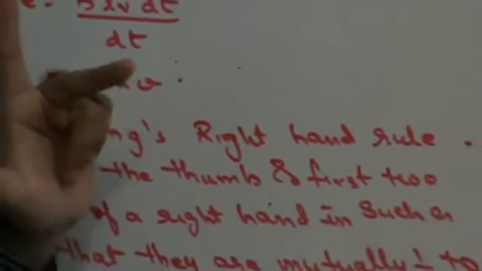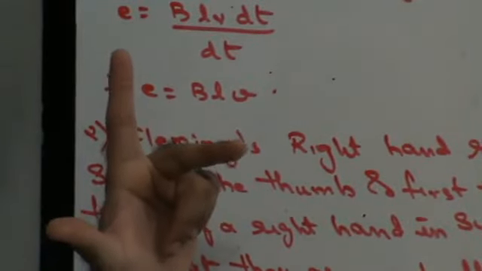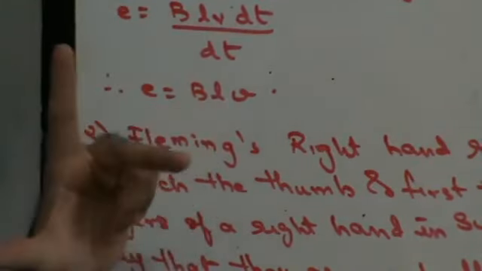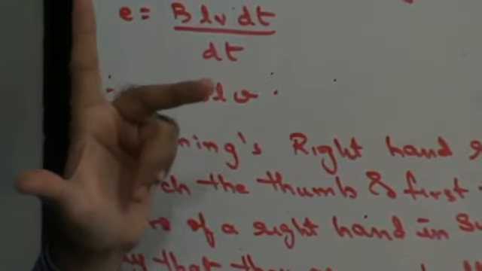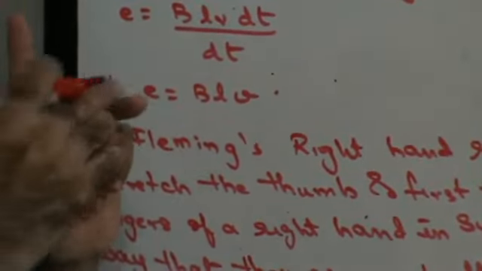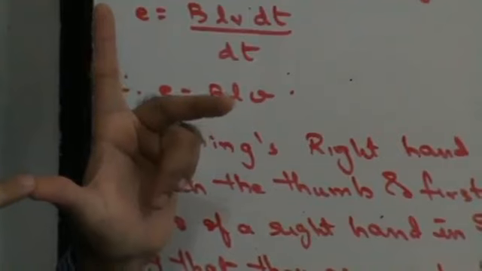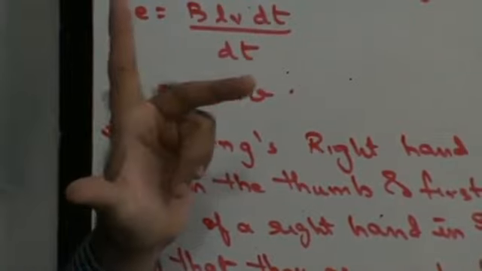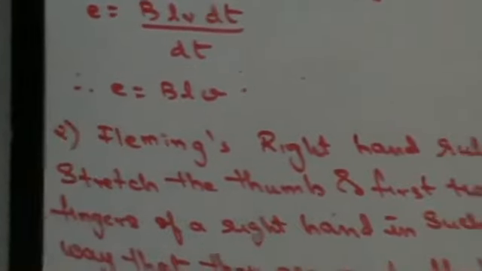Now in that case, turn the hand in such a way that the forefinger points towards the direction of the magnetic field, and the thumb points towards the motion of the conductor. This is the direction of the magnetic field and this is the direction of the motion of the conductor. In that case, the middle finger will indicate the induced EMF. So the induced EMF will be in this direction. If I have a magnet here and if the conductor is moving in this direction, then the EMF induced will be at right angles to it. Do you get this?